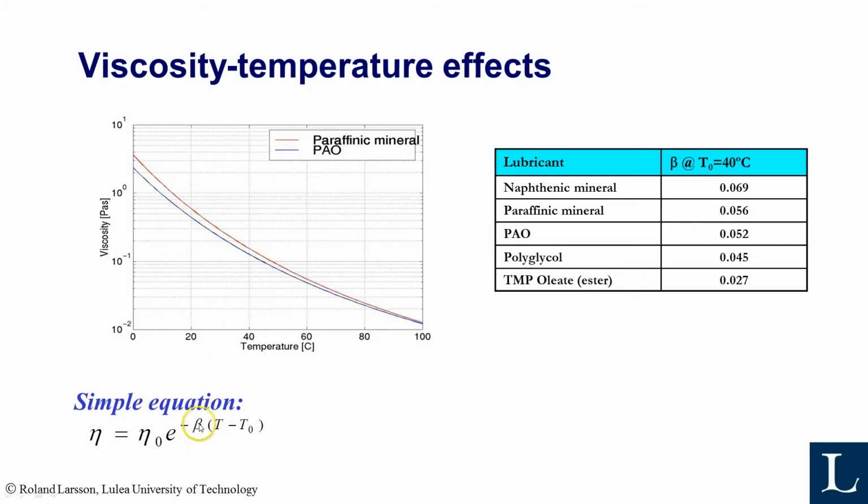Now we have a new parameter here, beta, which defines how the viscosity varies with temperature. For example, here you have a few examples. Again, an ester has a low number here. That means that the slope is lower for this curve for the ester. That means it has a higher viscosity index than, for example, the naphthenic mineral oil, which has a pretty poor viscosity index. So beta is an important parameter.